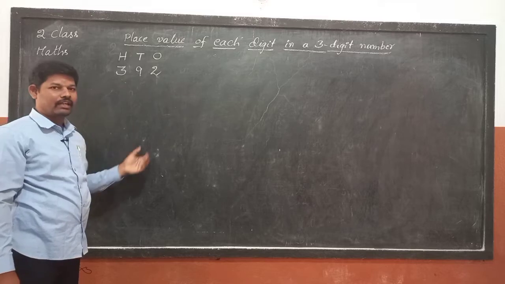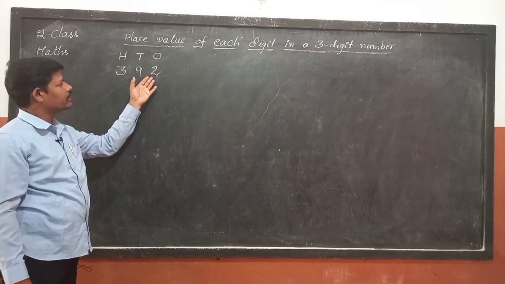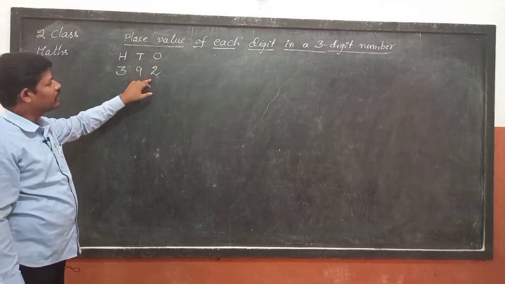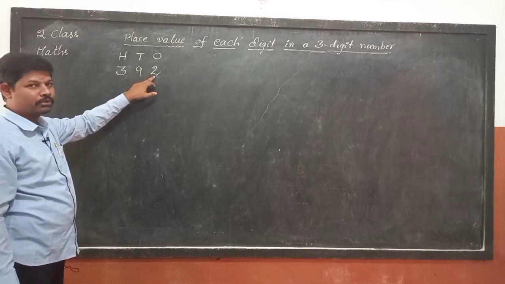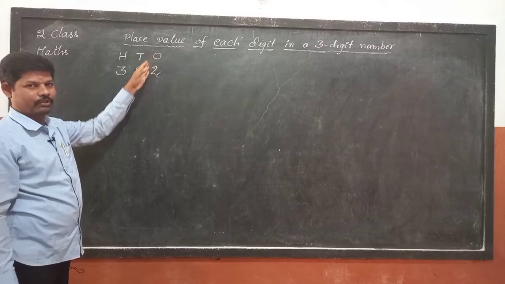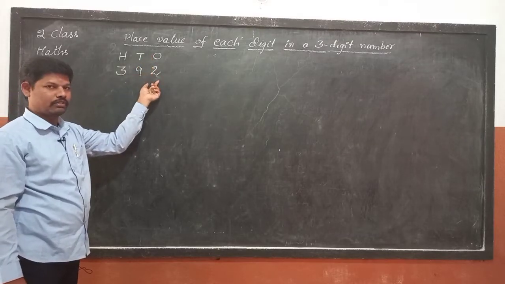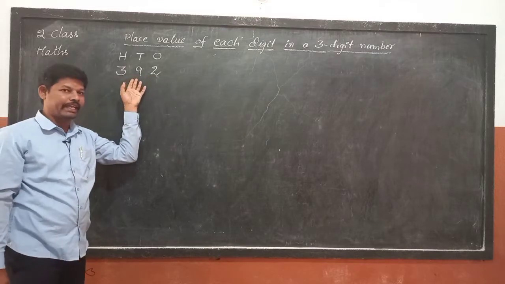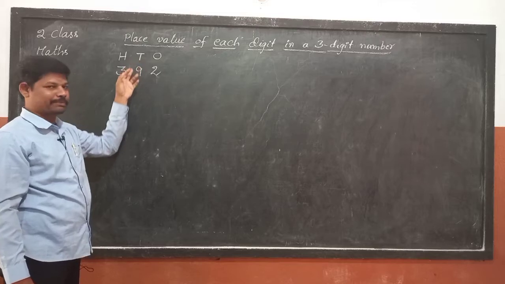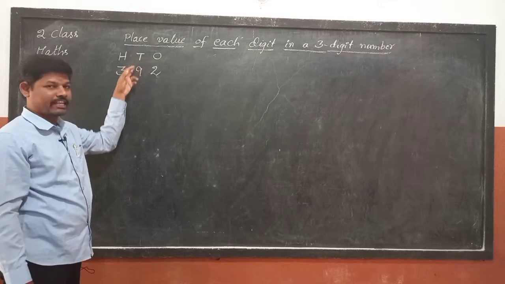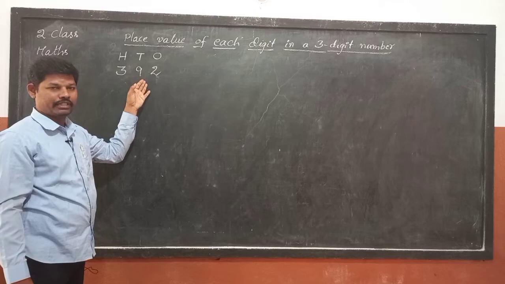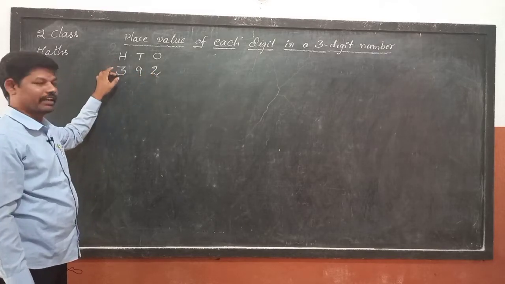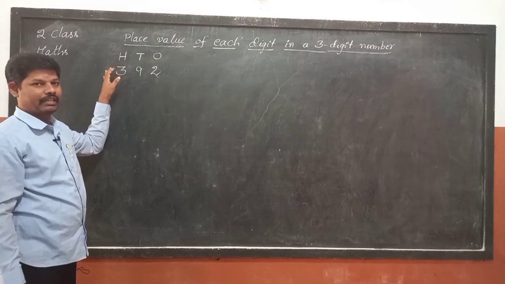Now you can understand the place value of each digit. What is the place value of 2 ones? 2 ones are 2. So 2 is the place value. What is the place value of 9? It is in the tens place. That means 9 into 10, 90 is the place value. And 3 is in the hundreds place. 3 into 100, 300.